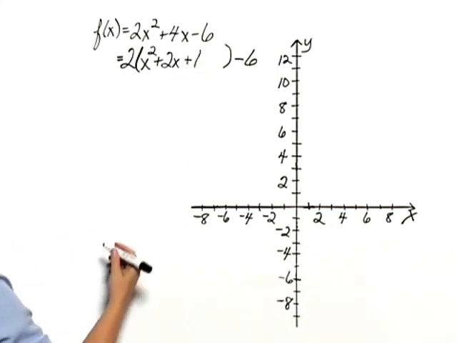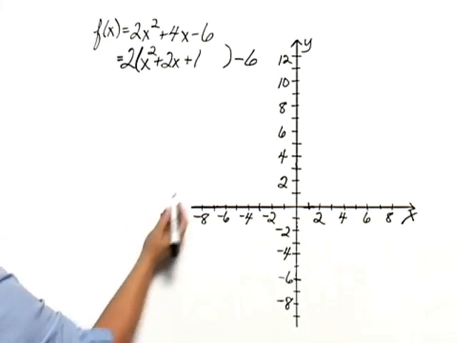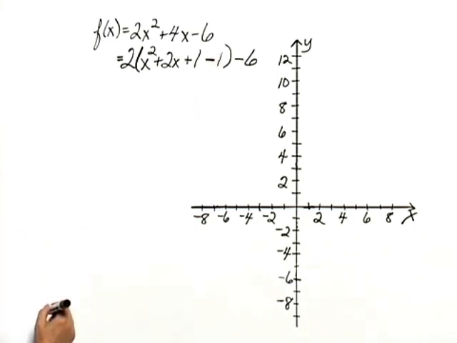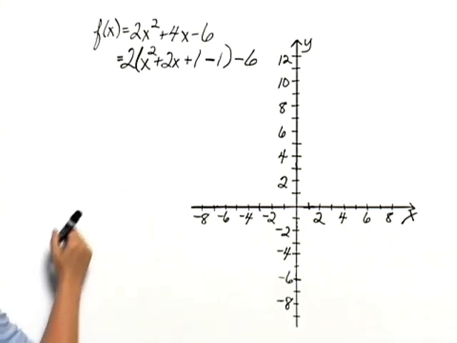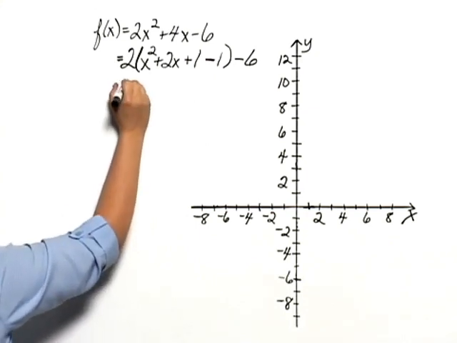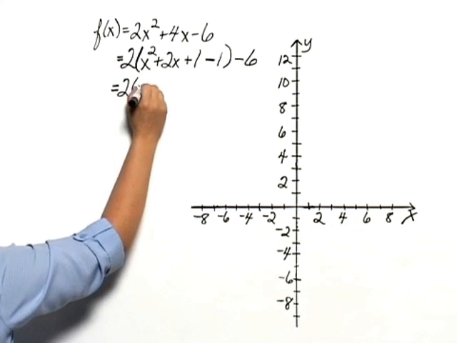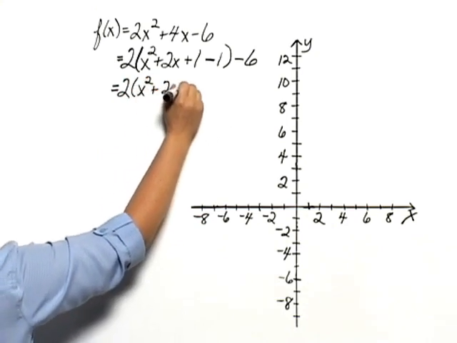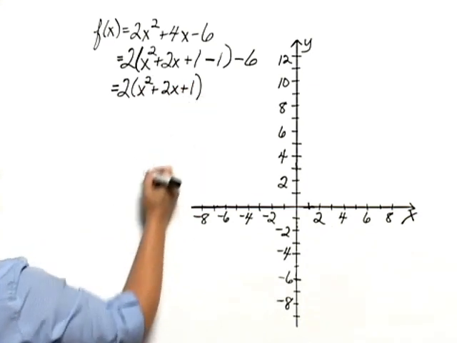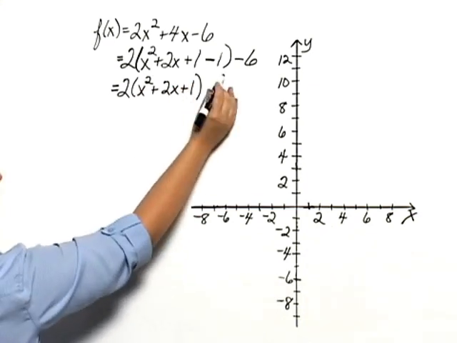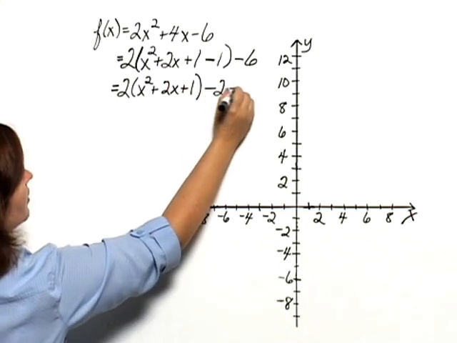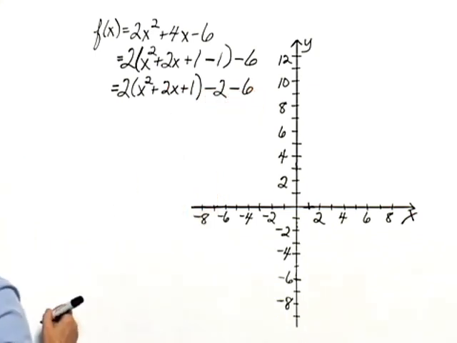But I can't just add something to it. I have to balance that by subtracting the 1 back out. The effect of that is adding 0. That's not the form that I want it in, so in the next step, I will just leave inside the parentheses what I want. That's the x squared plus 2x plus 1. And then I will subtract out the 2 times the negative 1, which gives me negative 2 minus 6.